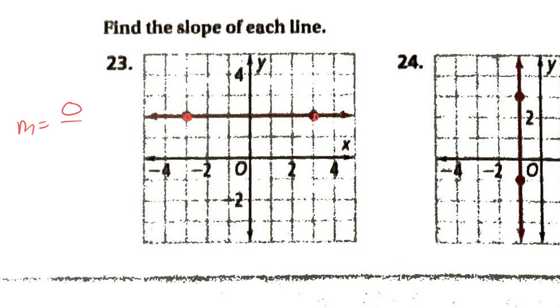And how far are we going to the side? The run is 1, 2, 3, 4, 5, 6. 0 divided by 6 is 0. So we call that a 0 slope. Any horizontal line is a 0 slope.